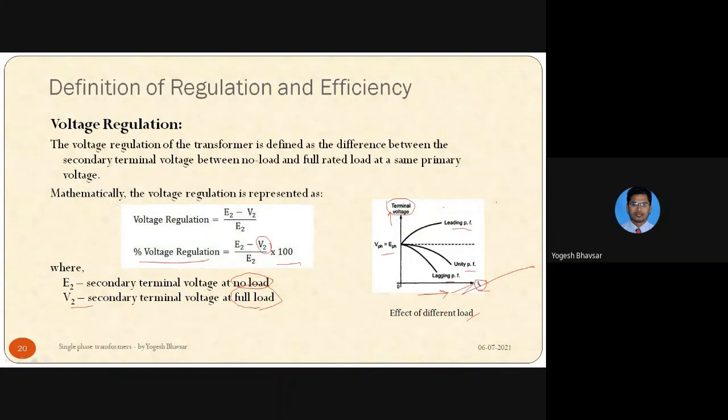Yes, can anyone give an example of a leading power factor load, where current is leading voltage? Yes, no one? Sir, leading power factor means which load? Inductive, capacitive, resistive? Capacitive. Capacitive. Lagging power factor means?